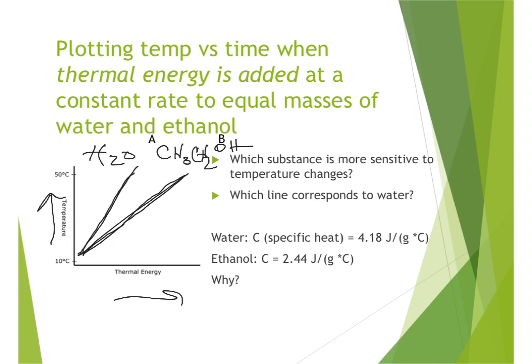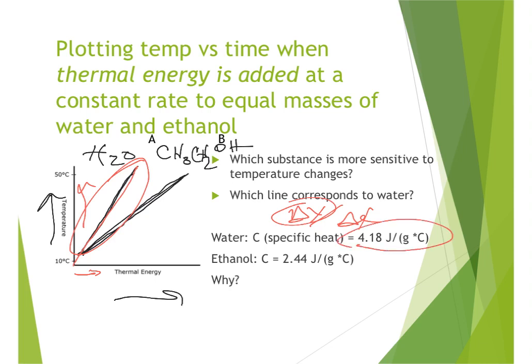Okay, so basically we're saying which one has a larger change in temperature, so that's the y-axis, for a smaller change in added energy. And it's the one with the highest slope. Okay, so you can think of kind of delta y over delta x. And the one with the larger change in temperature would be this line. Okay, so which one corresponds to water? Well, let's see. Water has a specific heat capacity of 4.18. Ethanol has a specific heat capacity of 2.44.